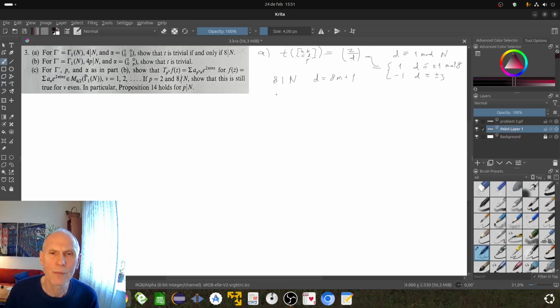And if n is equivalent to 4m plus 1, that's the case where 8m plus 4. Then d is equivalent to 5 or minus 3, so it gives minus 1. So it's trivial, t is trivial if and only if 8 divides n. Right.